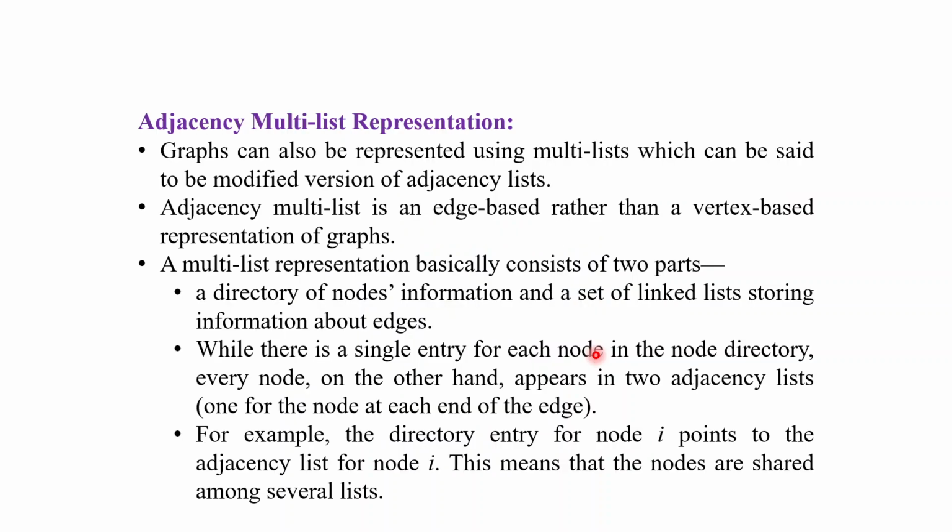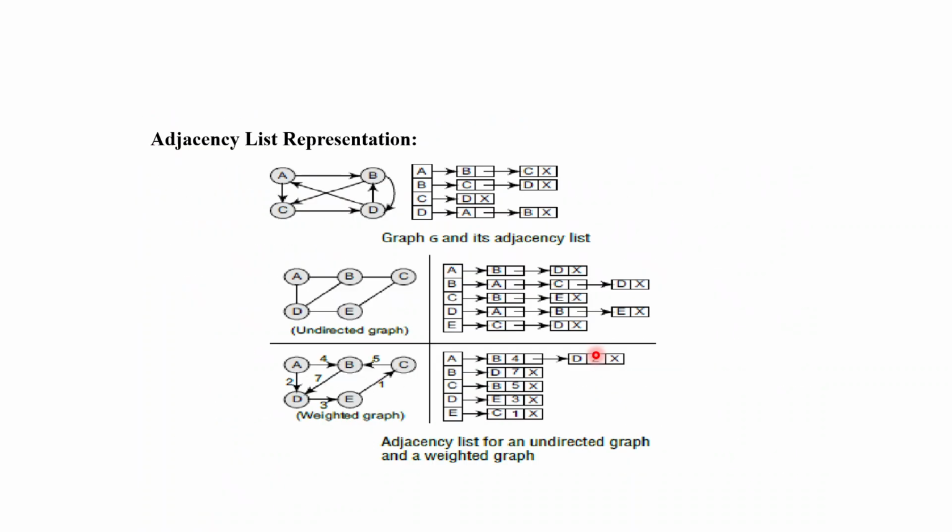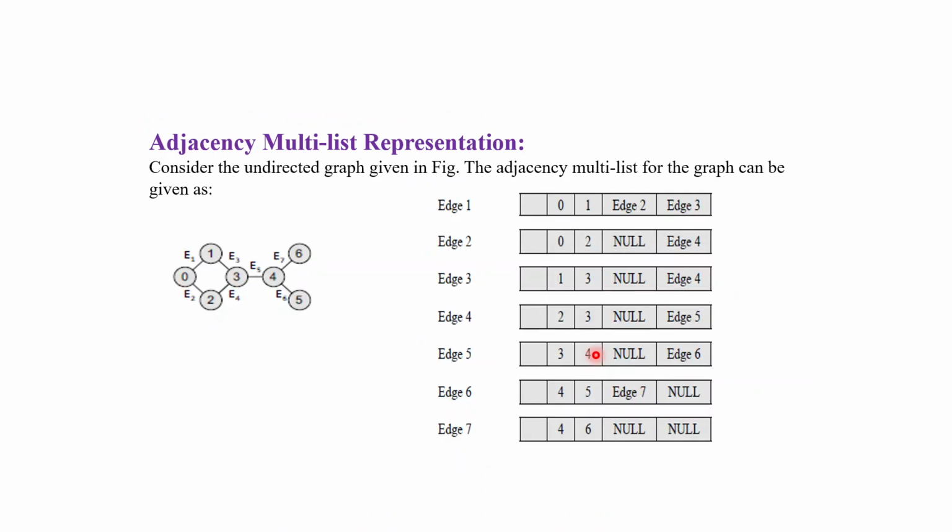Next one is the multi-list representation. In the previous two cases we represented our graph using vertices, whereas here we will represent it using edges. So in the multi-list, edge 1 is between the nodes 0 and 1. So between 0 and 1.